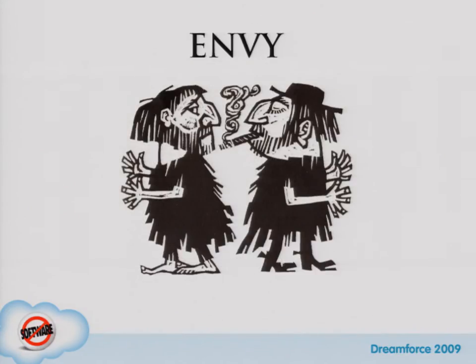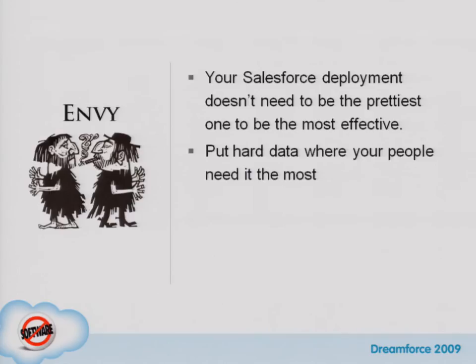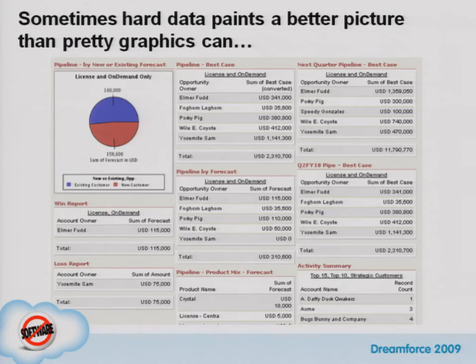Envy. Everybody wants everything. Everybody sees the pretty graphs that Salesforce shows, and they're beautiful. But sometimes the pretty things don't give you the numbers that you really need to make your business run. So for us, this is a copy of our sales dashboard that we use for our quarterly reviews and that the sales teams use on a regular basis.